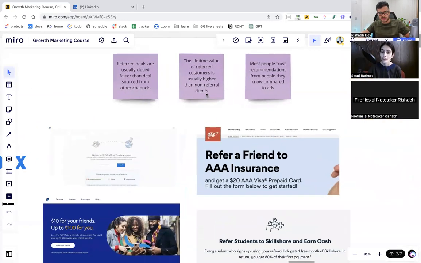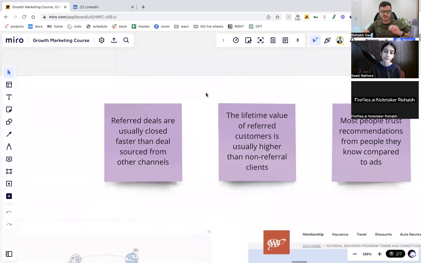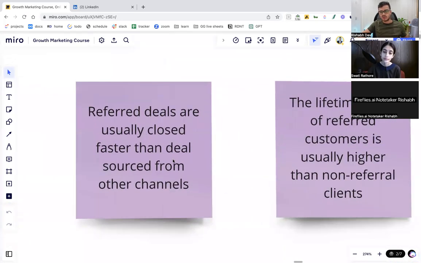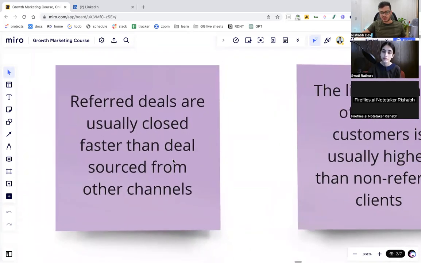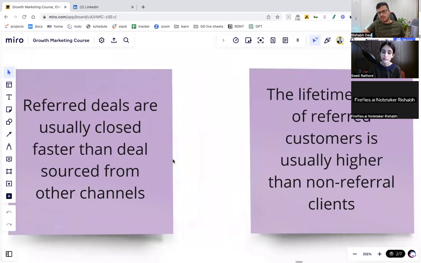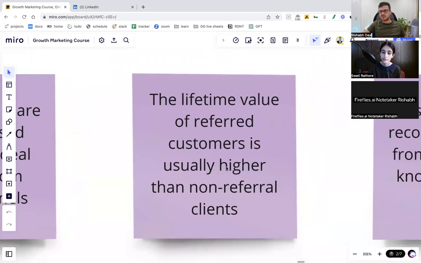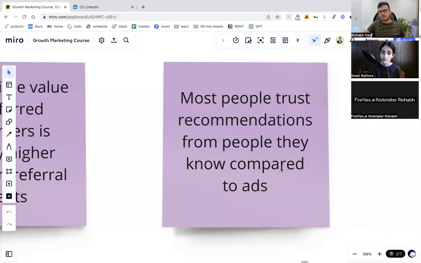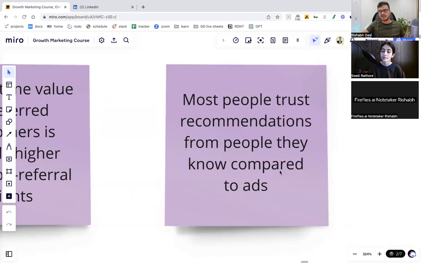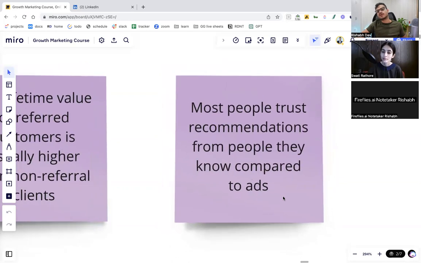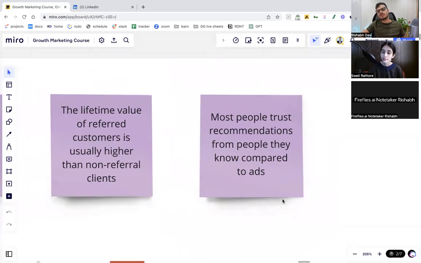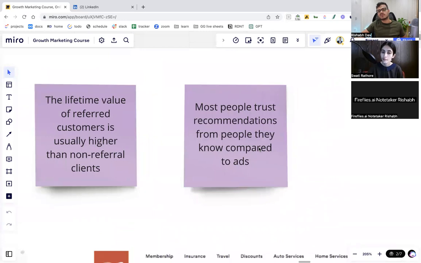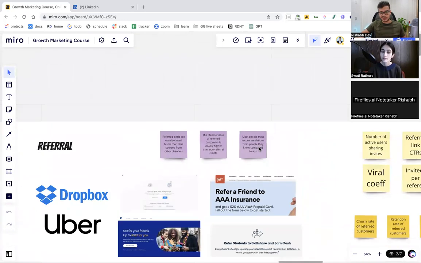Right. So of course, there are some very good advantages of referral marketing. Usually the closure rate of referral deals is much higher than deals from other channels because they have already been pre-sold by someone they trust, right? The lifetime value of referred customers is usually higher than non-referral customers, as per data. Also, most people trust recommendations from people they know compared to recommendations from ads from the brand itself. This is why influencer campaigns also work really well, and UGC content works really well for e-commerce brands.